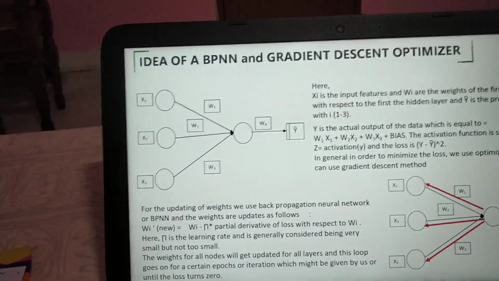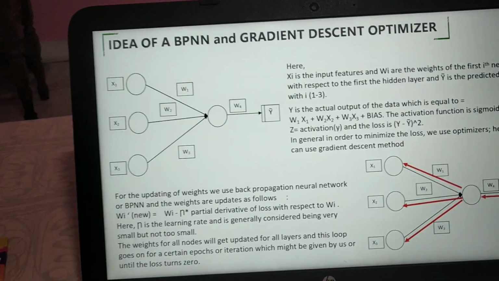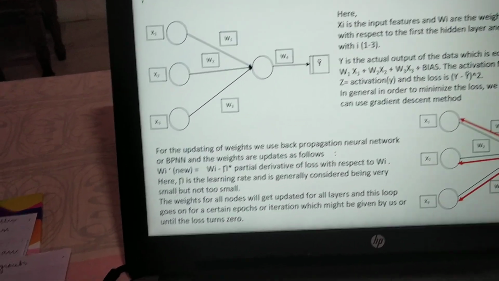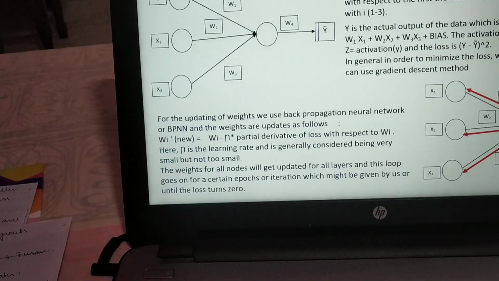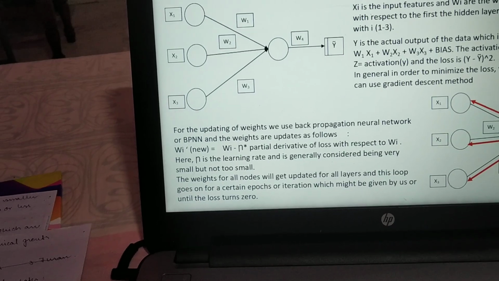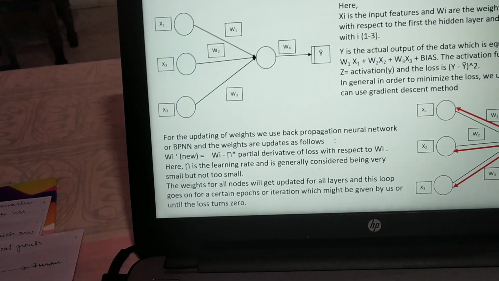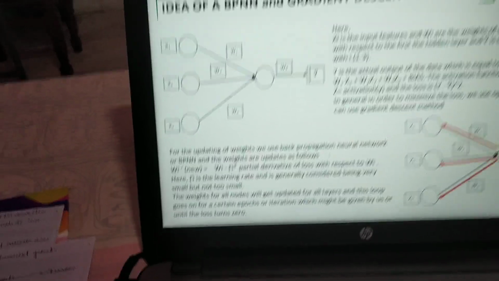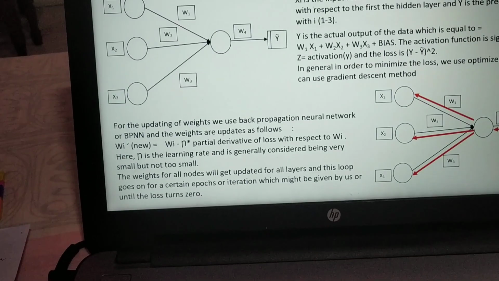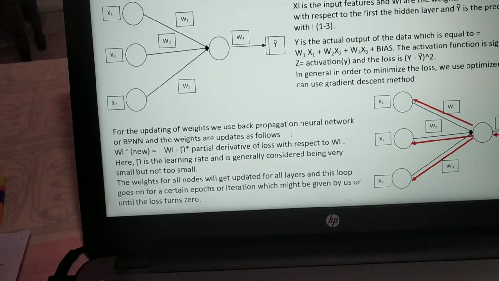So this is my idea of a basic backpropagation neural network using a gradient descent optimizer. As you can see in the figure, there are three input data sets that we're using: X1, X2 and X3, and W1, W2 and W3 are the three weights that we are assigning to each of the input data sets using the uniform distribution. There is only one hidden layer that we are using. What will happen is Y will be the actual output and Y bar will be the predicted output by the neural network.